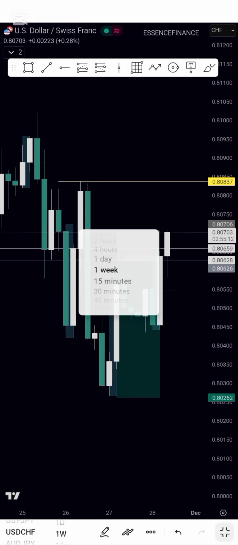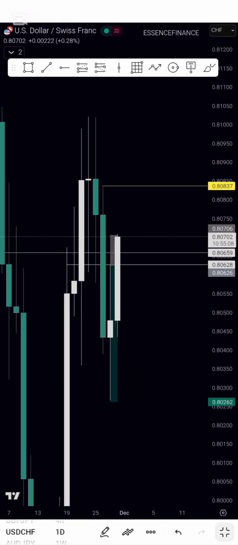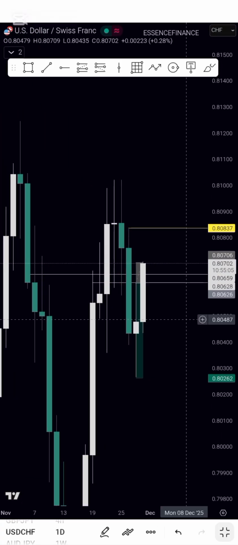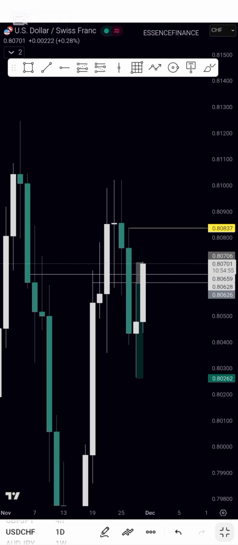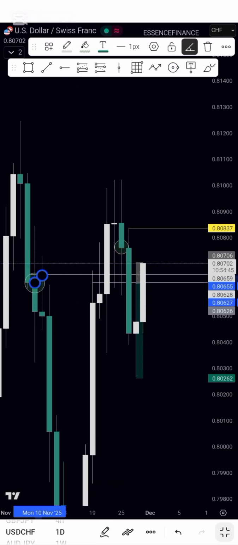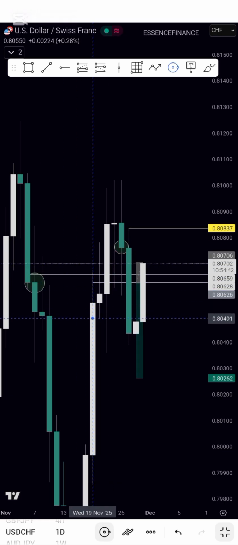So I went down to my daily time frame to look at my MTF. I had several MTFs here. I had this one here. I had this open close key level here. I also had this one. I had this one. And I think I also had this one. So these were the levels that I had.